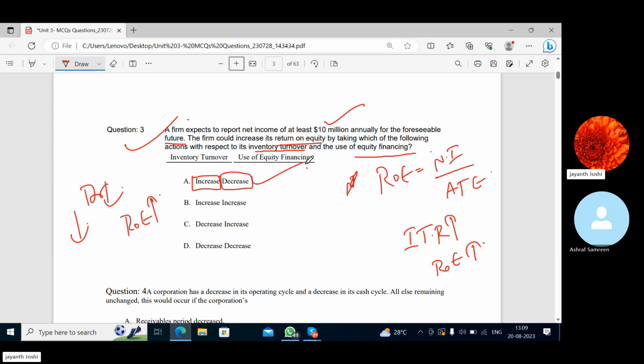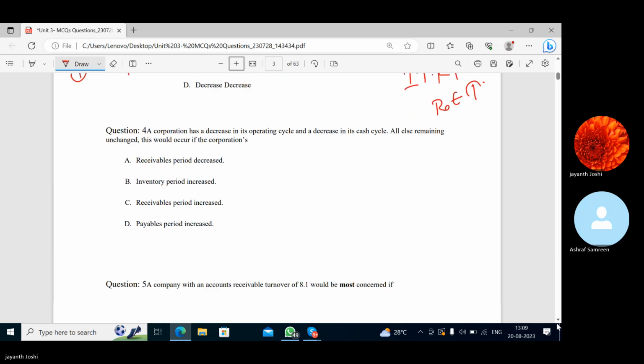Did you understand what I said? Can you explain once again? See, their agenda is to increase the ROE. ROE will increase if the turnover ratio is high. More turnover means more sales, more sales means more net income. Higher numerator, higher ratio. Second, if they decrease equity financing, lower denominator, higher ratio. Finished. Next question.